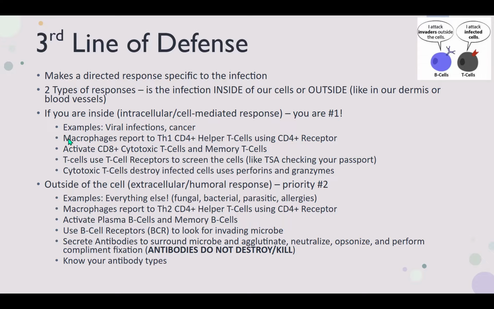Now, I'll say four bullet points here, but you can see how many points you could get. So you can get selecting Th1 versus Th2. Also saying that the helper T cell is a CD4 cell, not a CD8 cell. Describing that the Th1 helper T cells will call on the CD8 cytotoxic T cells and memory T cells versus plasma B cells and memory B cells. Talking about the T cell receptor, because you're using T cells, versus the plasma B cells and memory B cells, which use a B cell receptor to look for microbes.